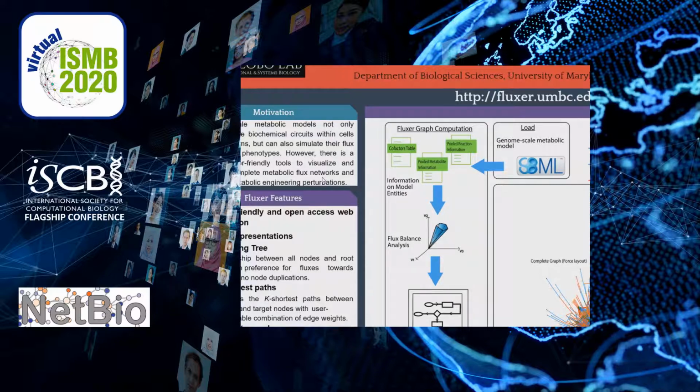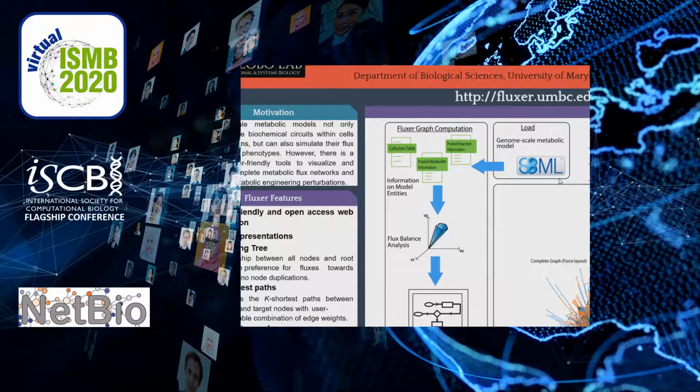Visualizing the fluxes through all the reactions will alleviate this problem, and this was our motivation to develop Fluxer, which is now a user-friendly and open-access web application. Users can load any genome-scale metabolic model in the SBML format or use any of the over 80 readily available models.